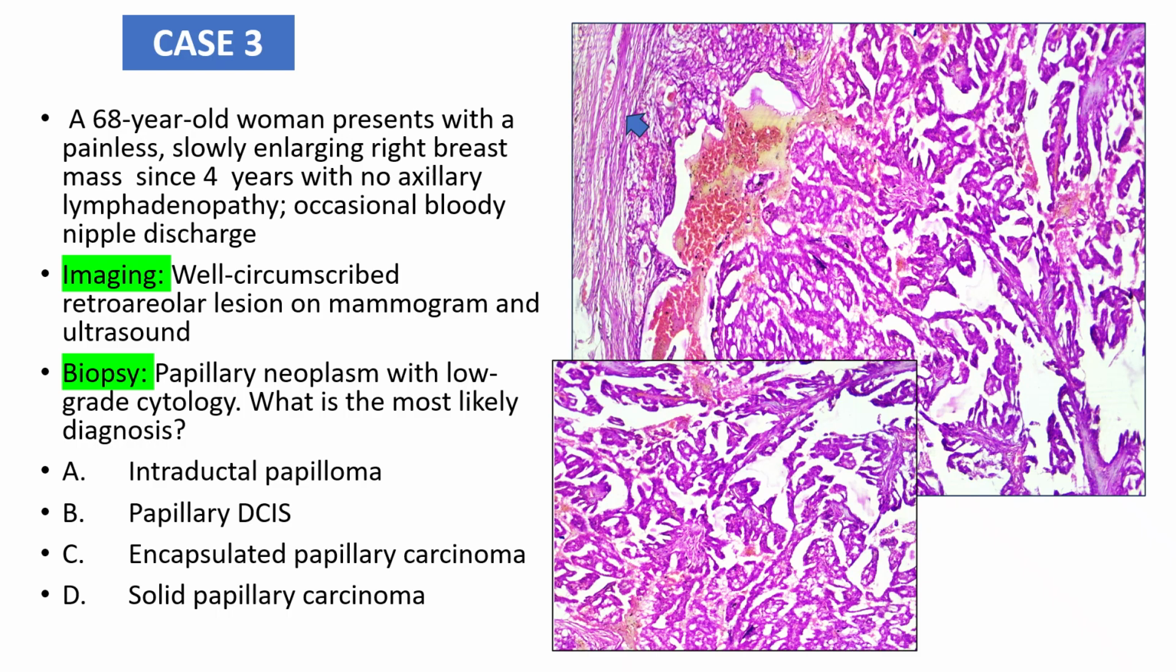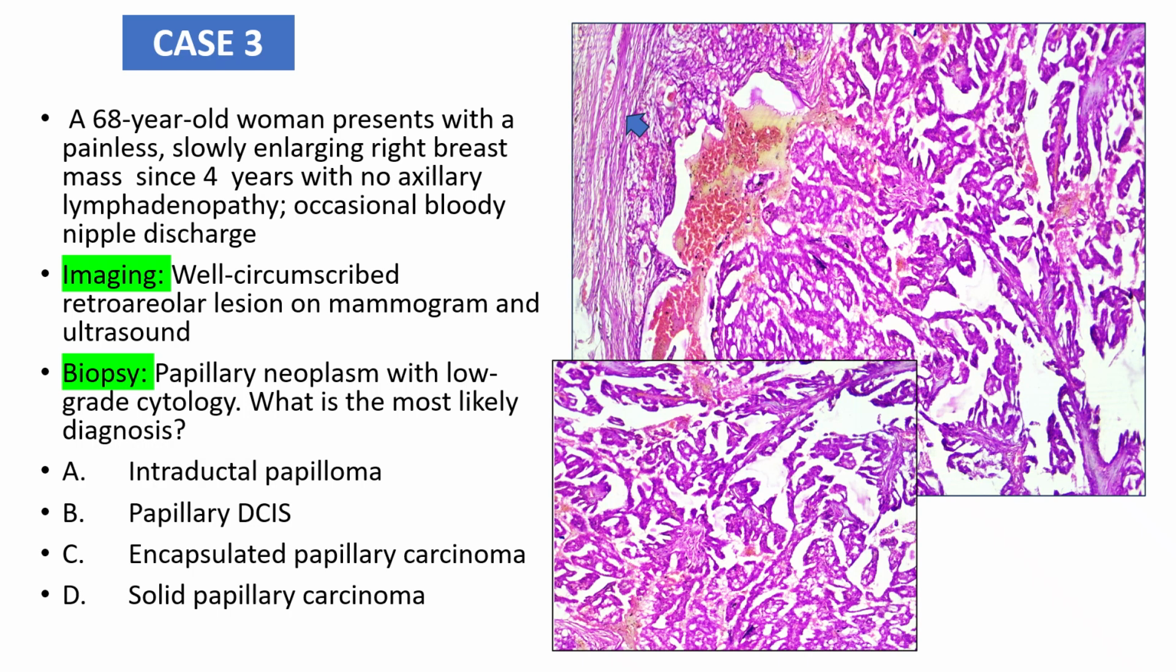Coming to case 3, a 68-year-old woman presents with a painless, slowly enlarging right breast mass since 4 years with no axillary lymphadenopathy, occasional bloody nipple discharge. Imaging: well circumscribed retroareolar lesion on mammogram and ultrasound. Biopsy reveals papillary neoplasm with low-grade cytology. What is the most likely diagnosis?